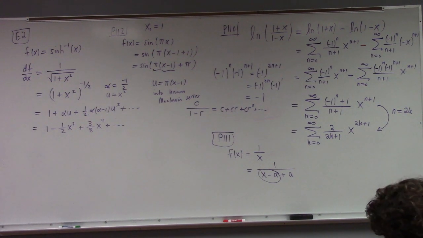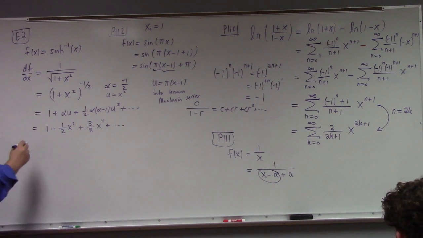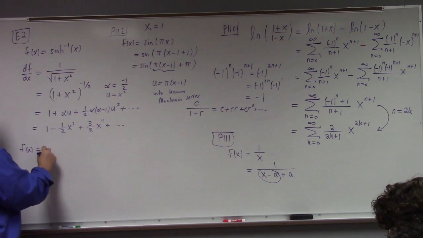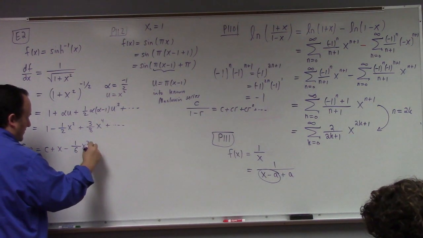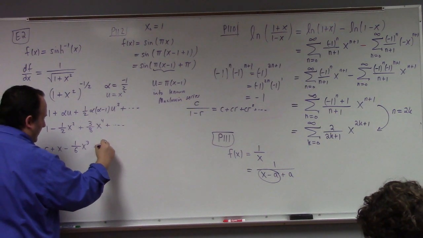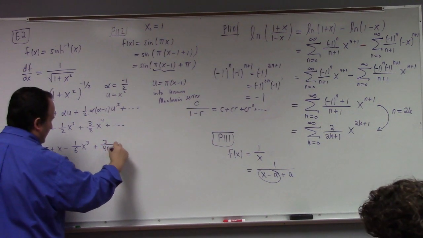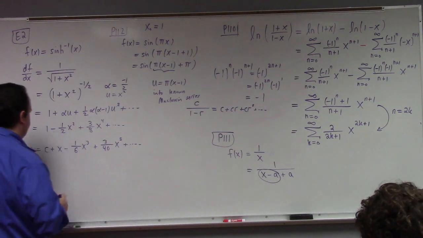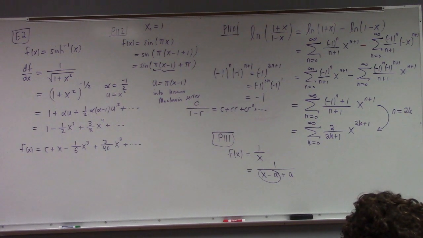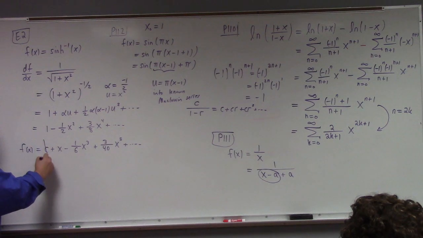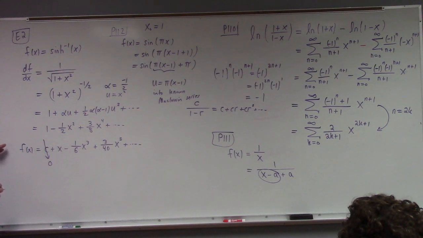So how do we get back to the function? We integrate. So f of x equals a constant plus x minus 1/6 x cubed plus 3 over 40 x to the 5th plus dot dot dot. How do I figure out that constant? Well, I plug in 0. But the inverse hyperbolic sine of 0 is 0, and that series evaluates to c at 0. So in short, if you'll forgive me not writing more, this constant is actually equal to 0. And so there you go.